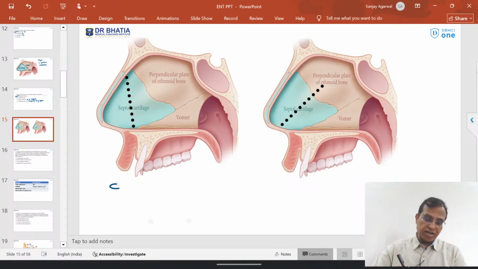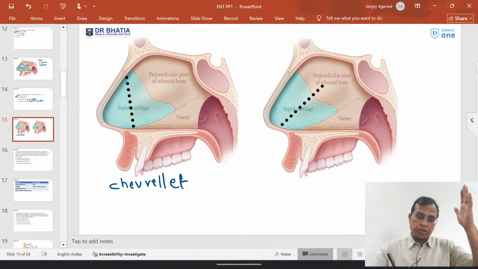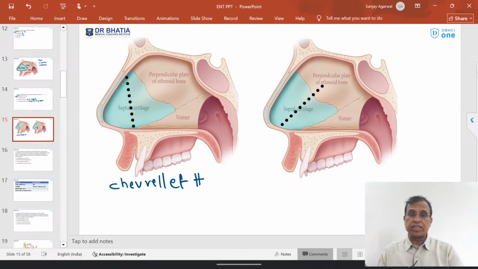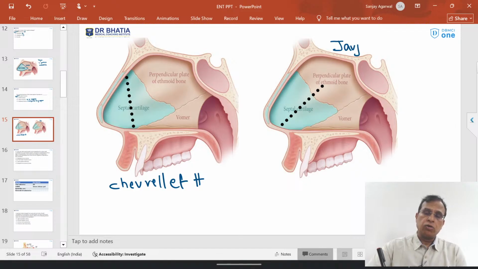Now this is Chevallet fracture, because as you can see the fracture line is going vertical. So this is how the Chevallet fracture looks like. And the next one, it is more horizontal. So this is how a Jarjavay fracture looks like.